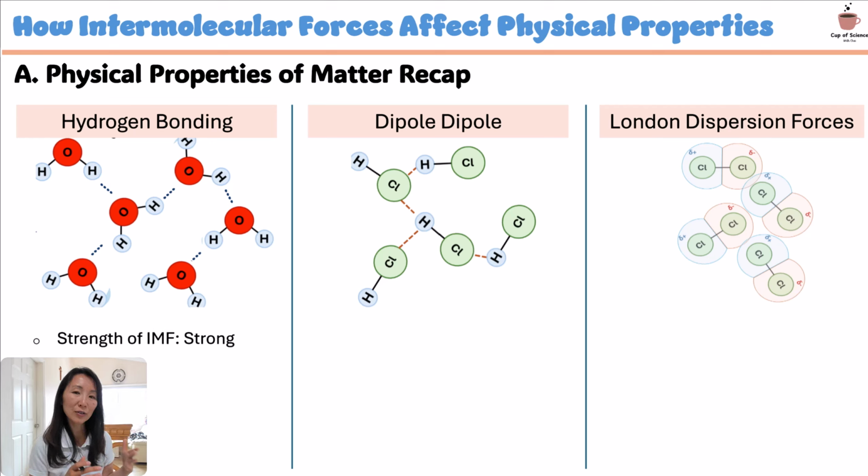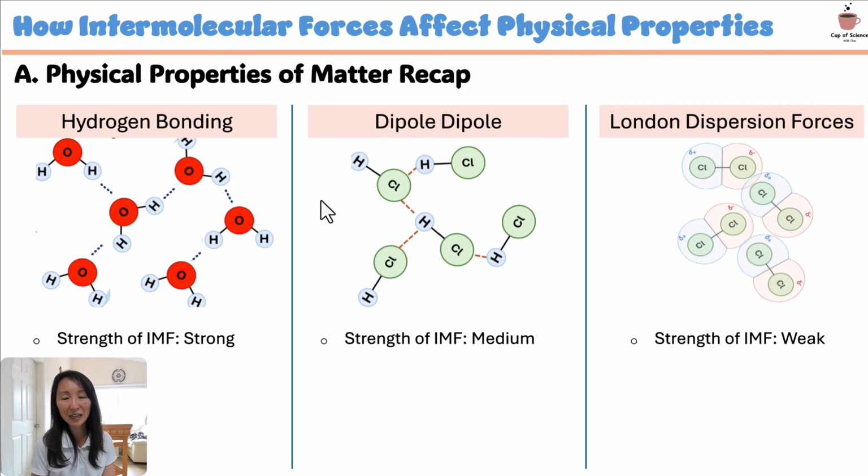Hydrogen bonding is known to have very strong intermolecular forces between the 2 molecules. Not within the molecule, that would be a covalent bond, but between, right here. The hydrogen bond is known to be the strongest. Then we have intermediate, which would be a dipole-dipole interaction. And lastly, London dispersion forces, the weakest one. Usually it could happen in all types of polar and non-polar molecules, and these are the weakest.